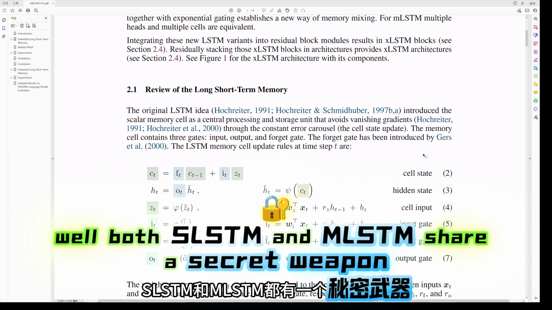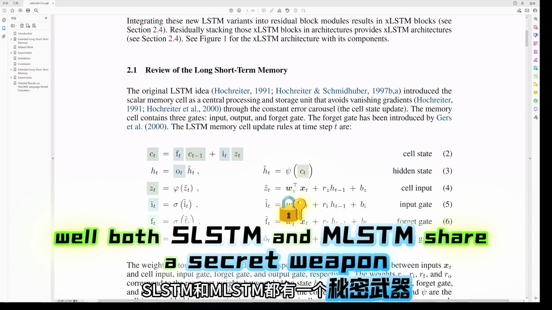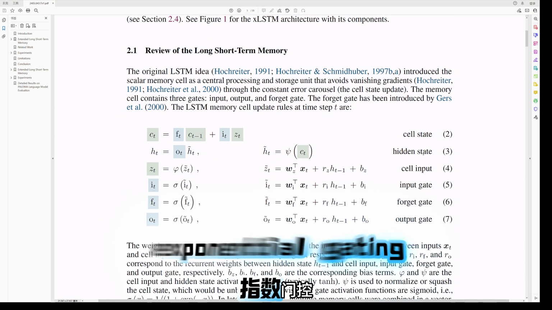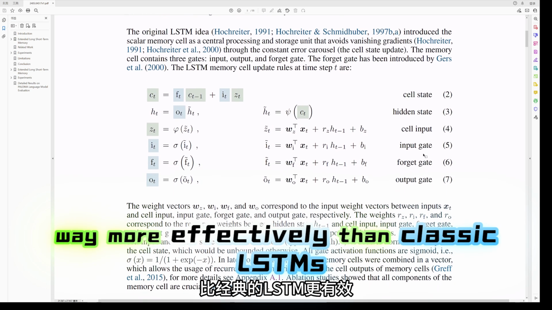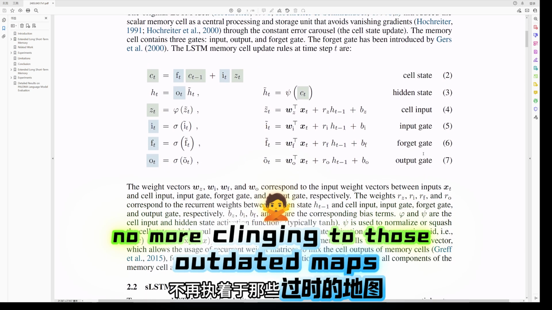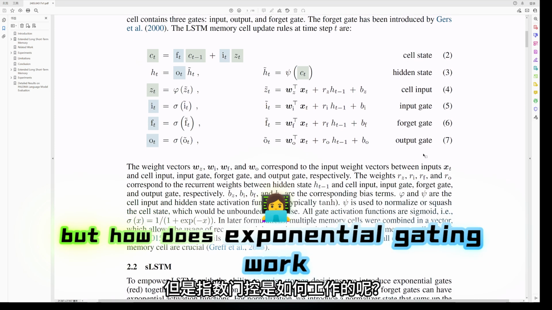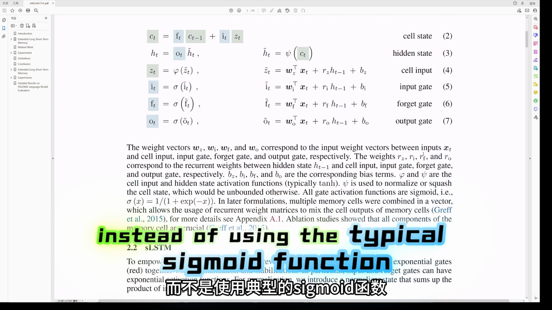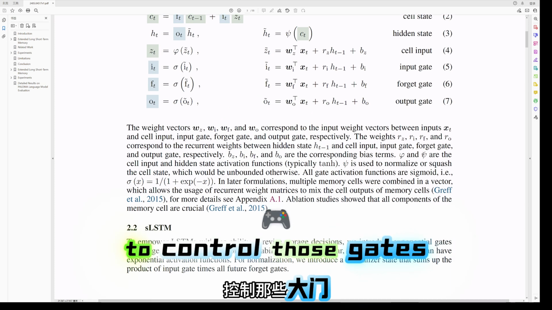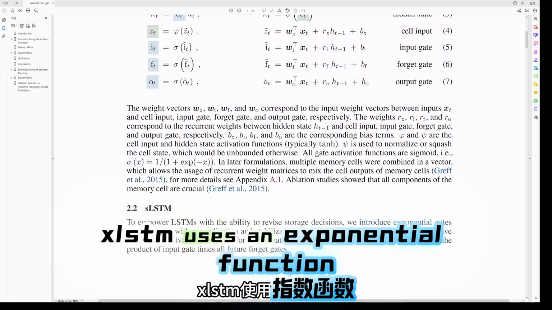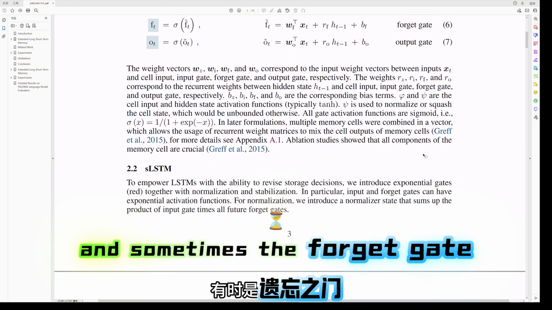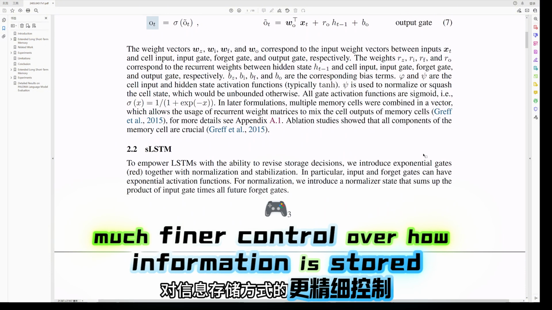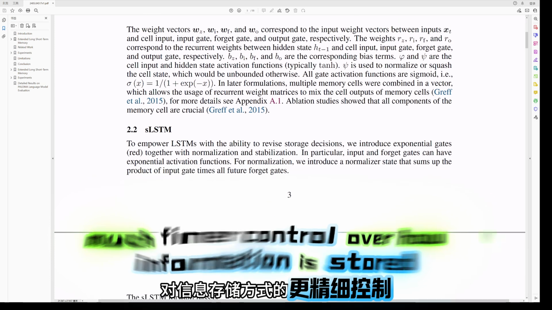Well, both sLSTM and mLSTM share a secret weapon, exponential gating. This allows them to revise those storage decisions way more effectively than classic LSTMs. No more clinging to those outdated maps. But how does exponential gating work? What's the secret sauce? Instead of using the typical sigmoid function to control those gates, xLSTM uses an exponential function, especially for the input gate, and sometimes the forget gate. This gives xLSTM much finer control over how information is stored and discarded.